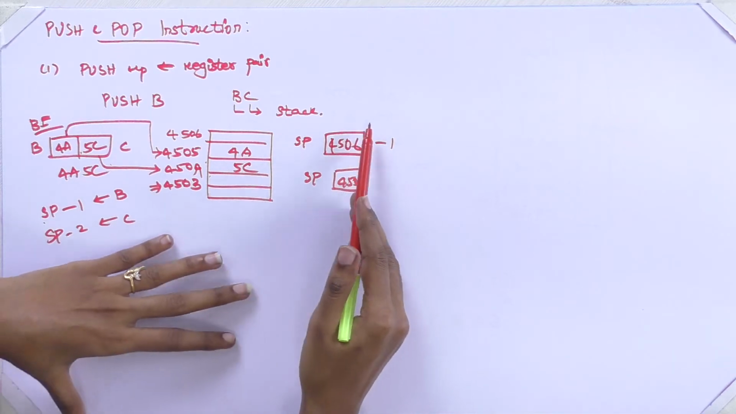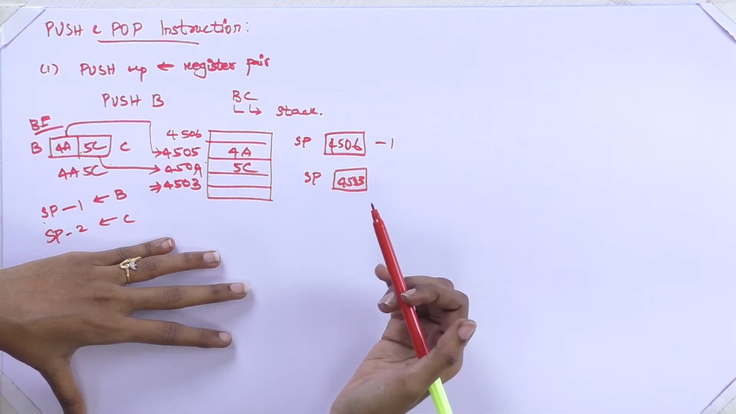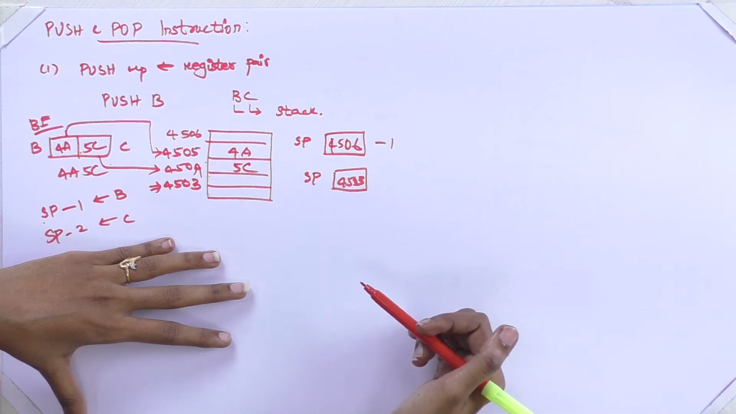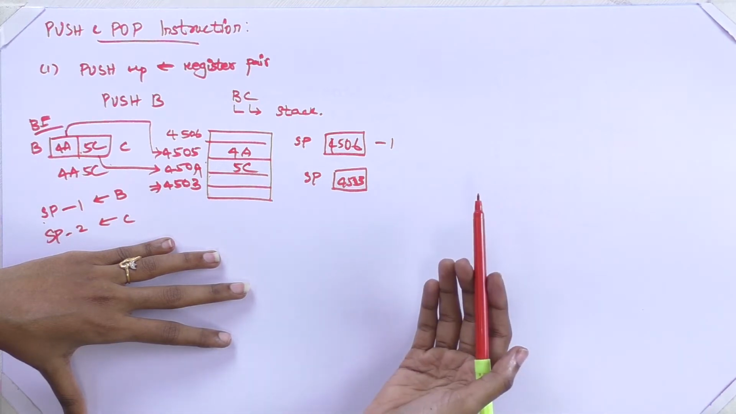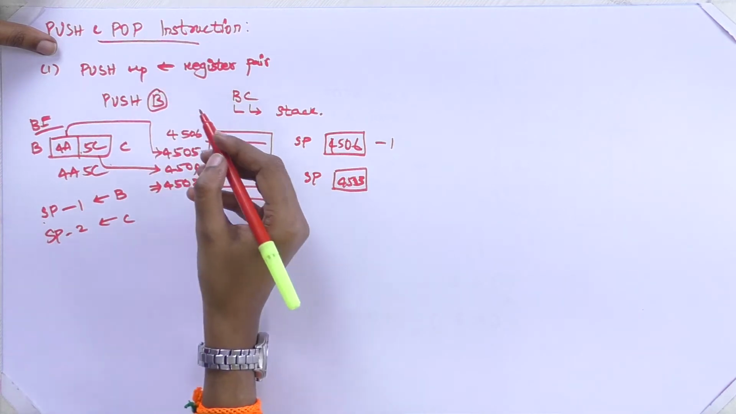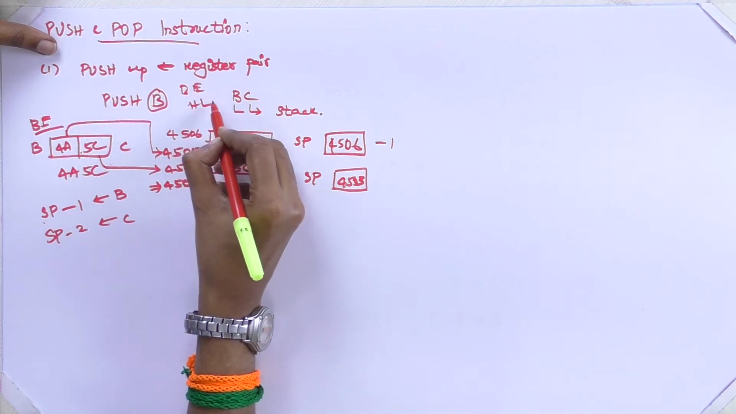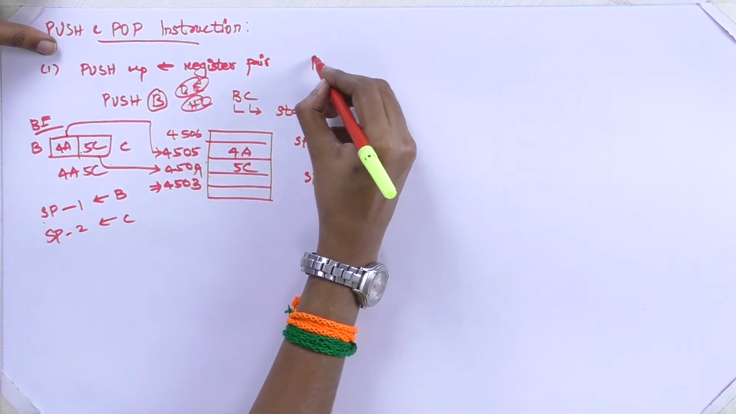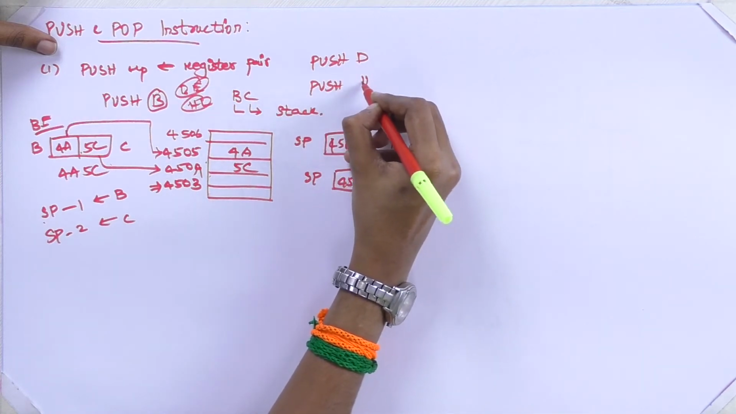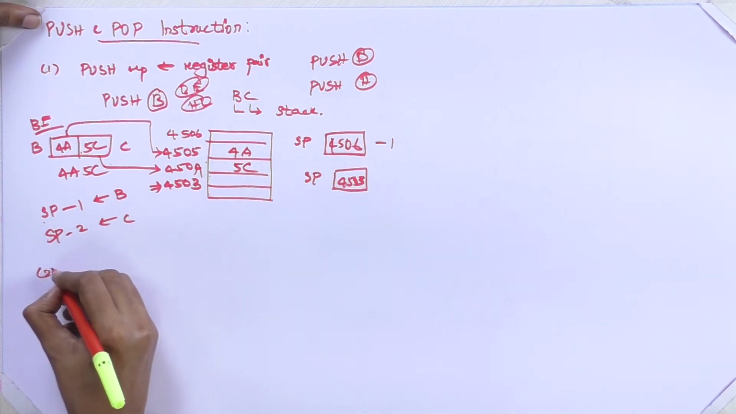So how does the push operation happen? It will subtract one from the stack pointer, then it stores the register pair values one by one, subtracting the stack pointer value. Here for example I have taken register pair B and C. You can use D, E, HL also. If you use those, you have to change the instruction as PUSH D, PUSH H. This is how we have to use it.